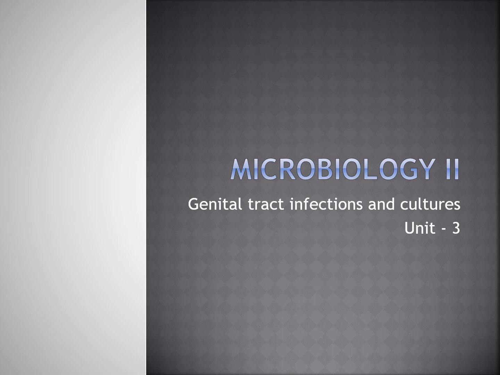Hi everyone, today we're going to cover Unit 3, which is genital tract infections and cultures. There are some sexually transmitted diseases that I want to bring your attention to, including HIV and AIDS. There's about 18 to 19 people infected for every 100,000 people with AIDS.